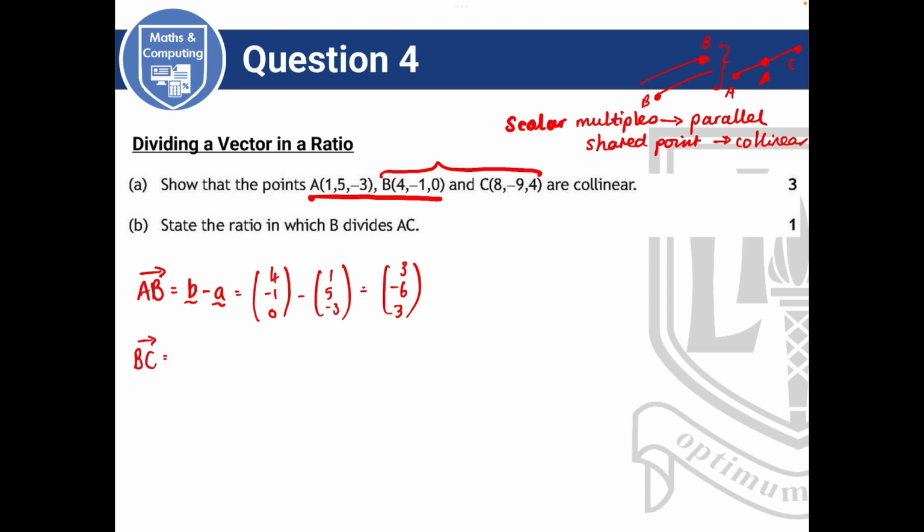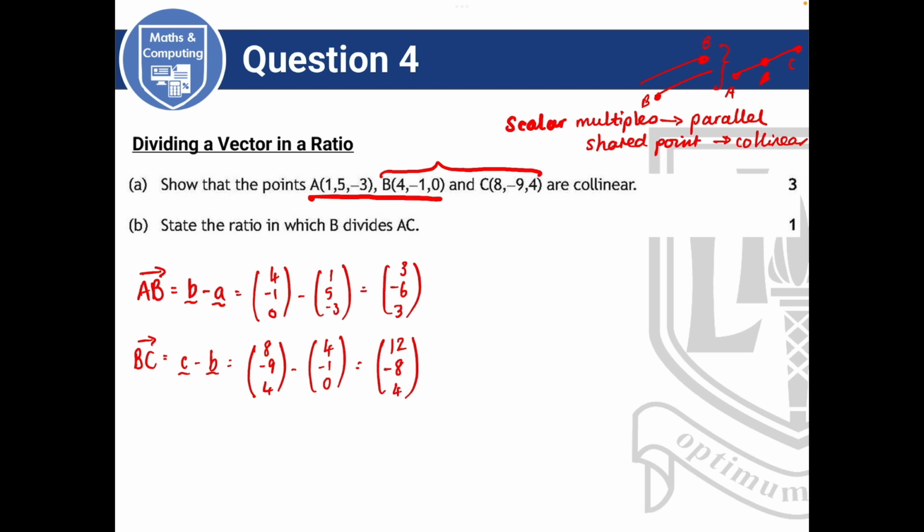Okay, and now we're going to go from B to C. So that's going to be C minus B. So that's 8, negative 9, 4, minus 4, negative 1, 0. That's going to be 12, minus 8, 4.